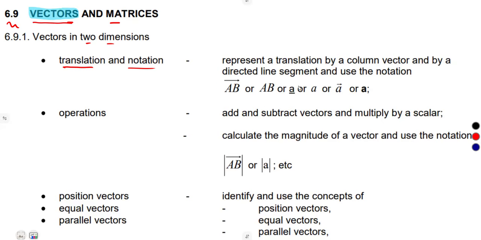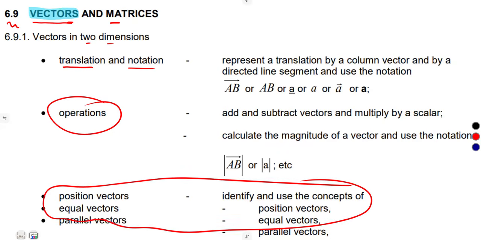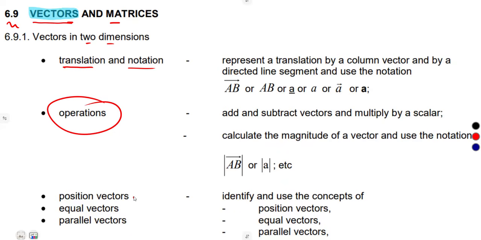Then we have these representations. I'm going to indicate that one later on, and the operations: addition, subtraction, also the scalar multiplication. This is under the operations. Then we have the magnitude of a vector. Then from this part, we need to understand the relationship between position vectors, equal vectors, and parallel vectors. Those are now applications of our vectors, which we consider in our Form 4 mathematics.